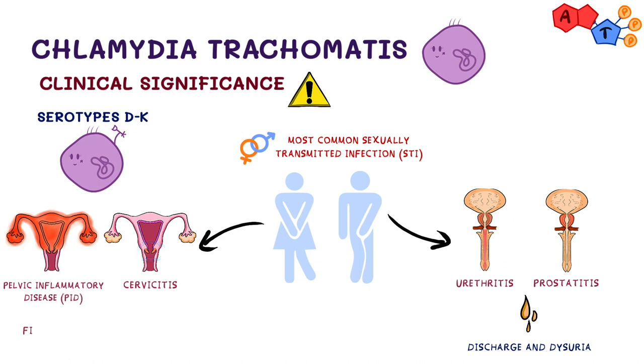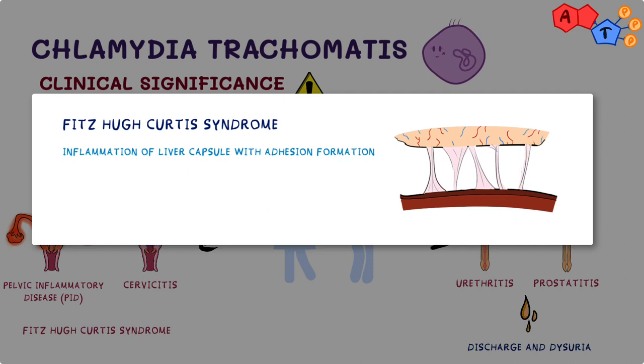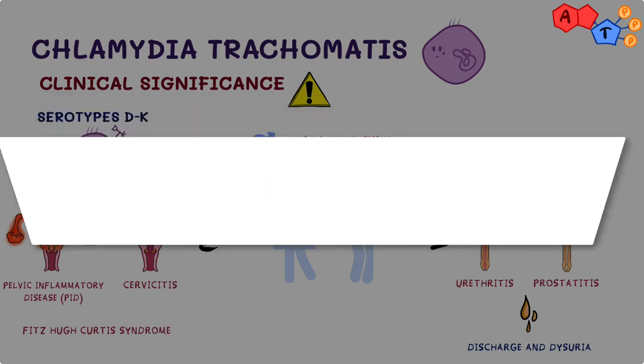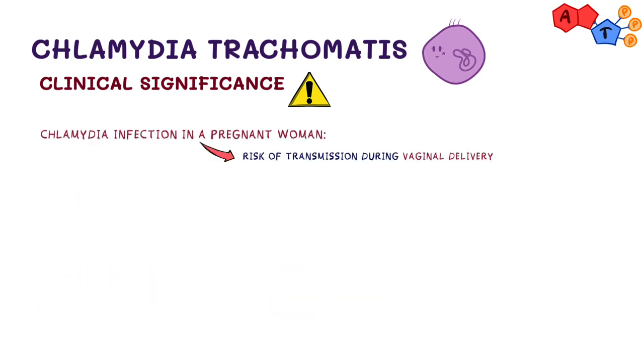So what is Fitzhugh-Curtis syndrome? Fitzhugh-Curtis syndrome is an inflammation of the liver capsule with adhesion formation resulting in right upper quadrant pain. It's an uncommon, chronic manifestation of pelvic inflammatory disease affecting women of childbearing age. If chlamydia affects a pregnant woman, there's a risk for the infection to be transmitted via vaginal delivery and results in infant conjunctivitis and pneumonia.